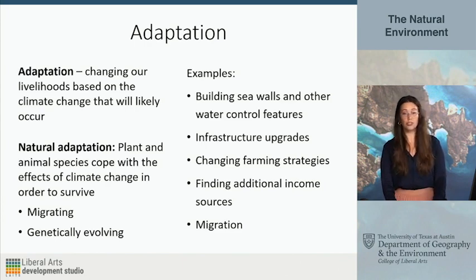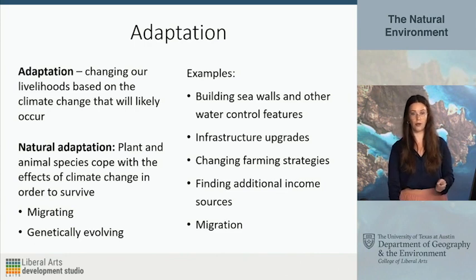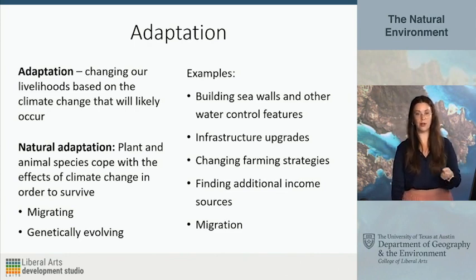Kind of on the more extreme end is finding additional sources of income or migration. So in some scenarios, say you're a farmer, but you can no longer farm on the land you used to, you might need to diversify the type of income source you pull in. And really extreme cases mean migrating, either temporarily or permanently, for part or all of the year, for jobs and resources.